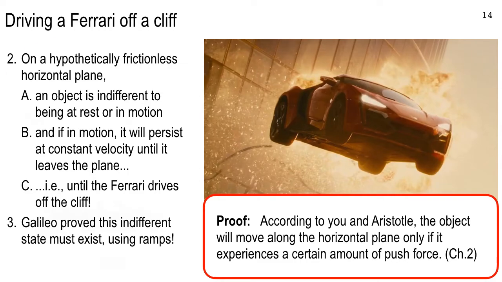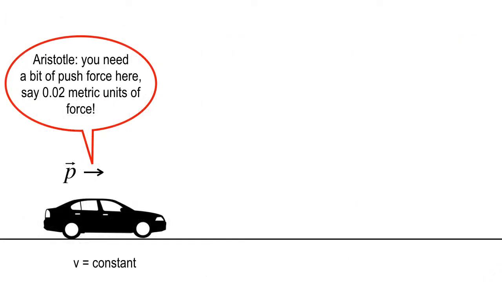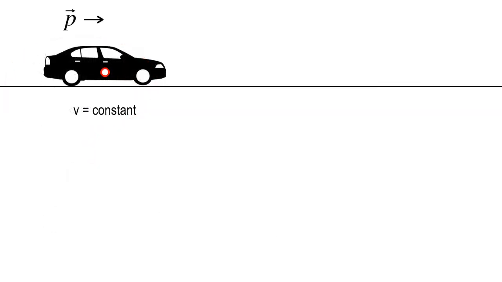All right, so here's a picture of a car on a frictionless horizontal plane. Speed is constant. And Aristotle says you need a bit of push force. So let's just say that it's 0.02 metric units of force. Just for the sake of conversation. So here's your car up here. And here's the little push force, P. That little black arrow up there. And so Aristotle says, yeah, about 0.02 ought to do it.